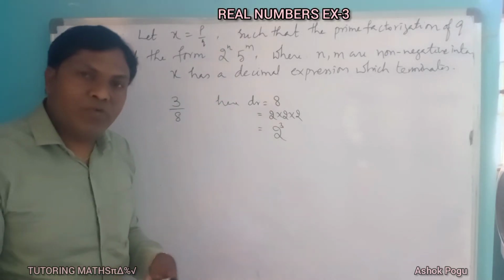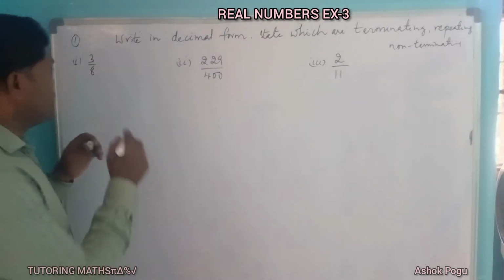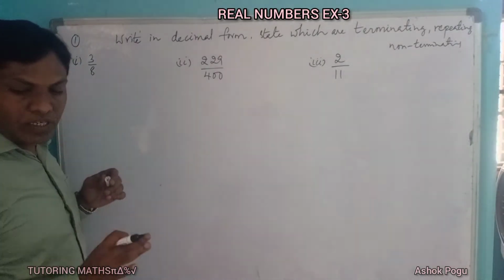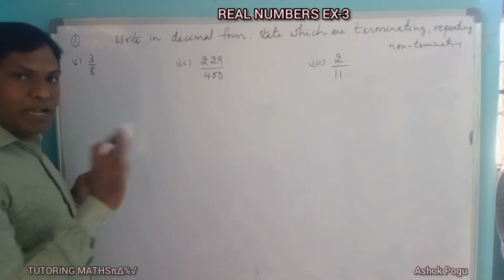So now let's enter the third exercise problems. Let us see the first question. This is 3 by 8. What is that? 3 by 8.